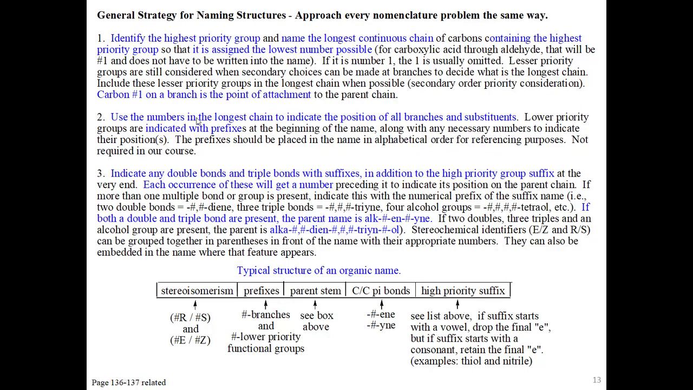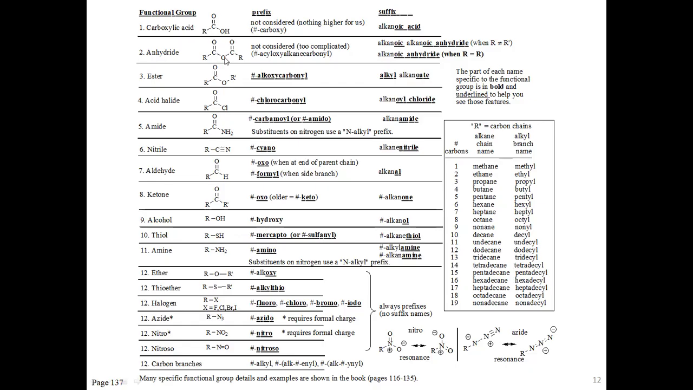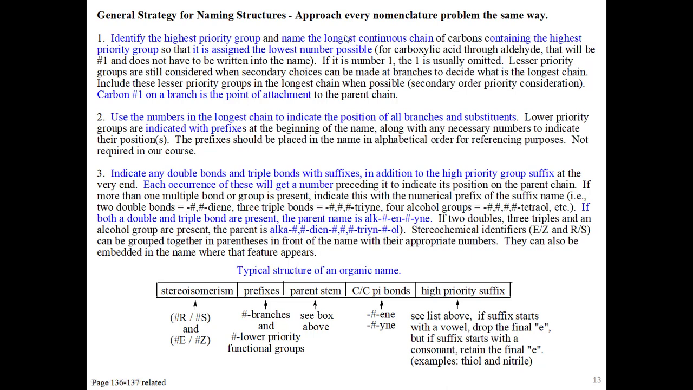Okay, so a general strategy, I would suggest you do this every time you name something. And after you've done it about 10 times, it'll just be your method of naming. You've got to find the highest priority group. Okay, so remember, that comes from this list right here. You're going to find the longest continuous chain that has that high priority group. And then you're going to number the chain so that the highest priority group gets the lowest number possible.